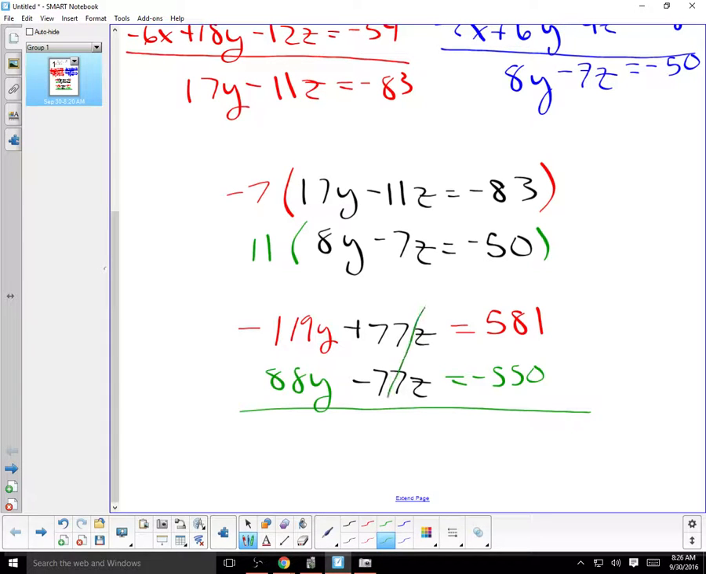I want my z's to cancel, of course. And then I've got my 119 minus 88. So this is 31, negative 31y. And over there I've got equal to positive 31, correct?